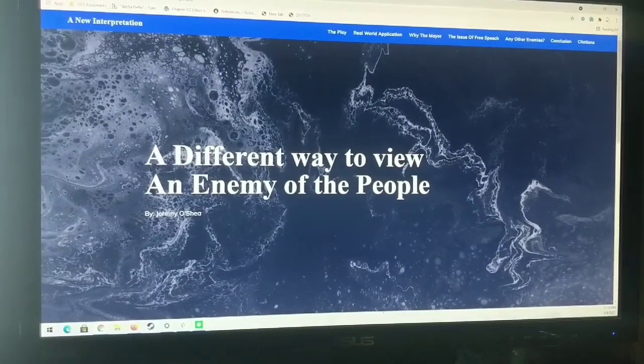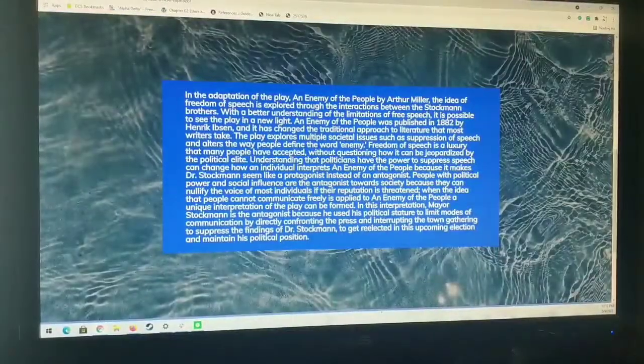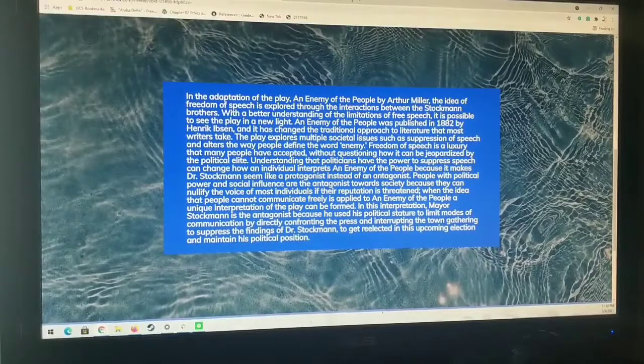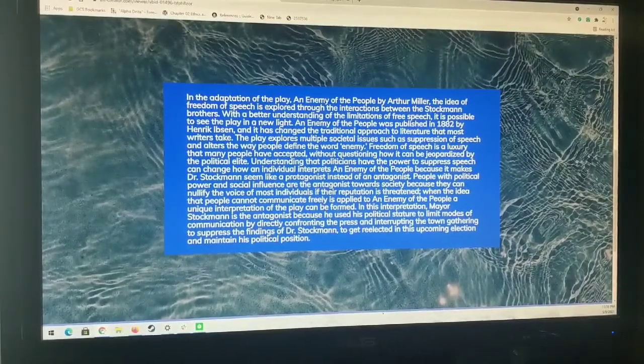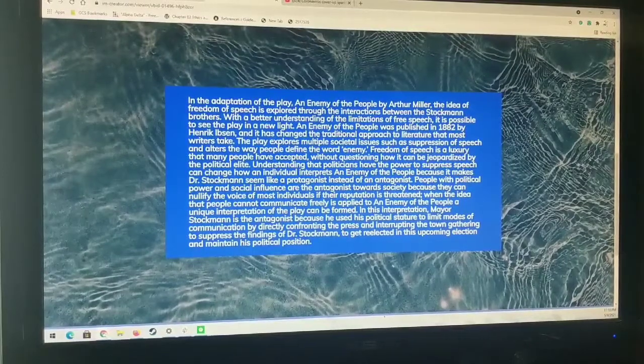The website is titled A Different Way to View an Enemy of the People by Johnny O'Shea. This is a context-heavy website that attempts to prove why Mayor Stockman is the true enemy of the people in Arthur Miller's adaptation of the play. It is meant to provide a lens that emphasizes the suppression of free speech in the play and correlated to Mayor Stockman and his actions throughout the play.